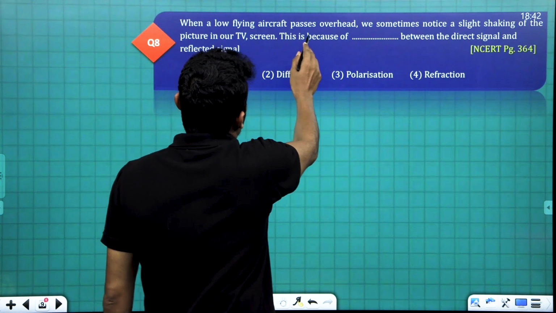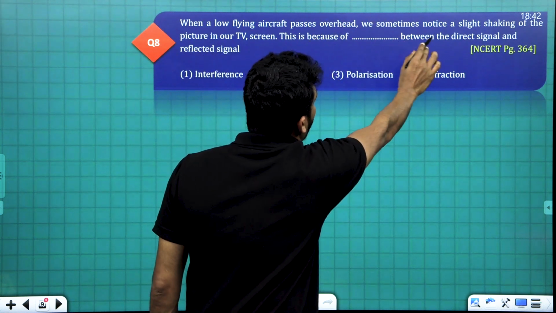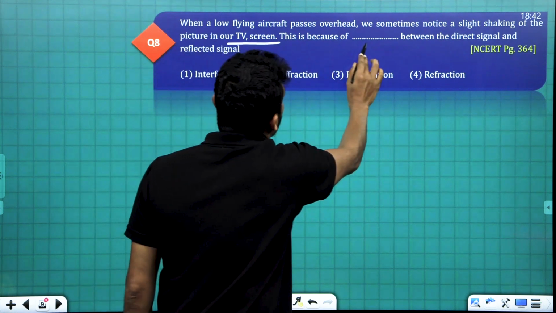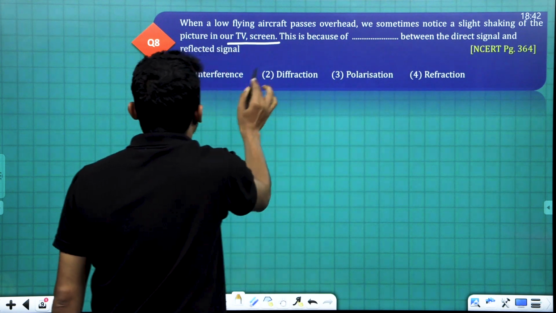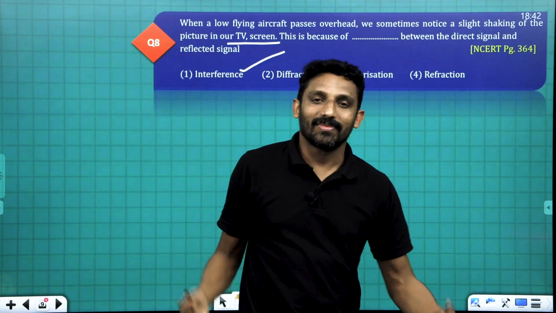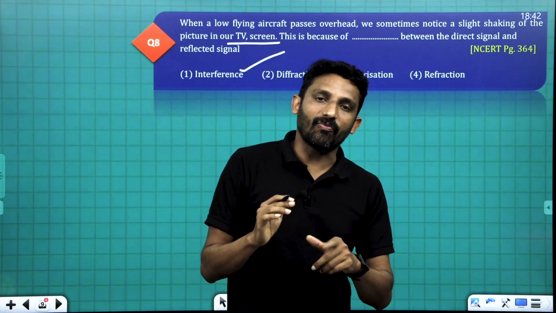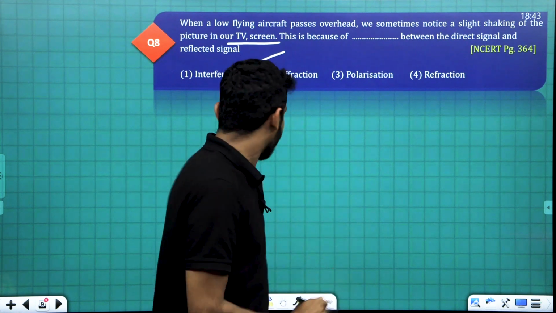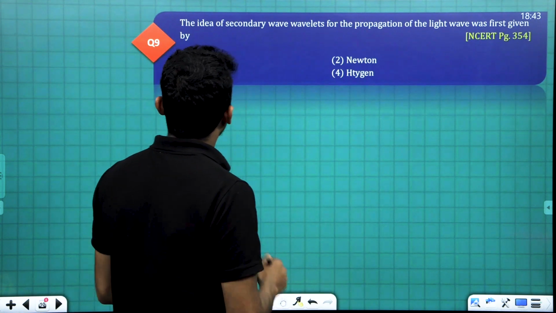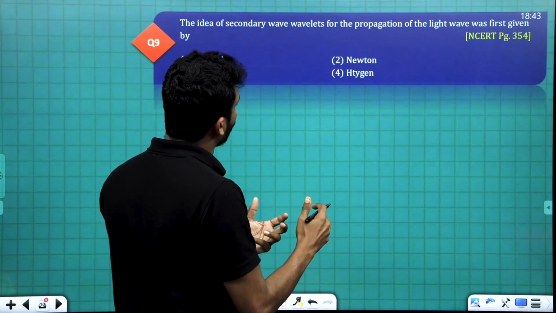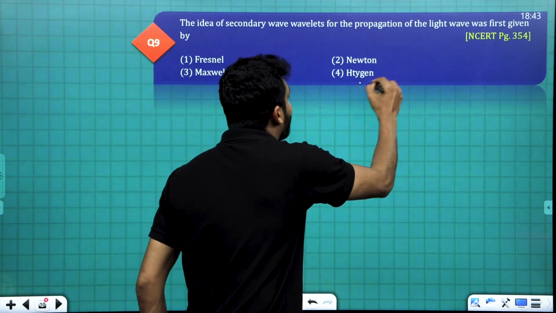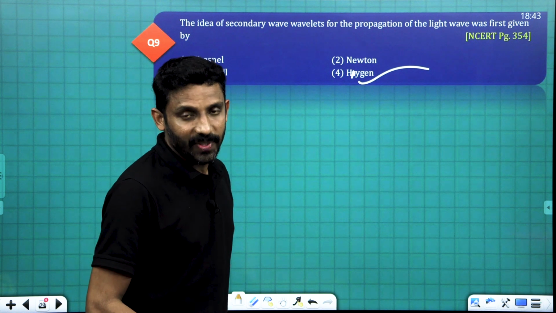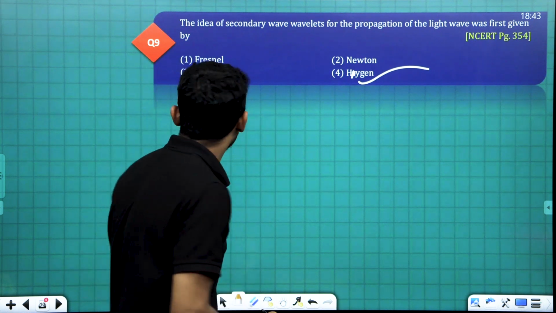When a low-flying aircraft passes overhead, we sometimes notice a slight shaking of the picture on our TV screen. This is because of interference between the direct signal and the reflected signal. The direct signal and the reflected signal are interfering. That's why. Moving to the next one. The idea of secondary wavelets for the propagation of light waves was first given by Christian Huygens. The wave theory was introduced by Christian Huygens.